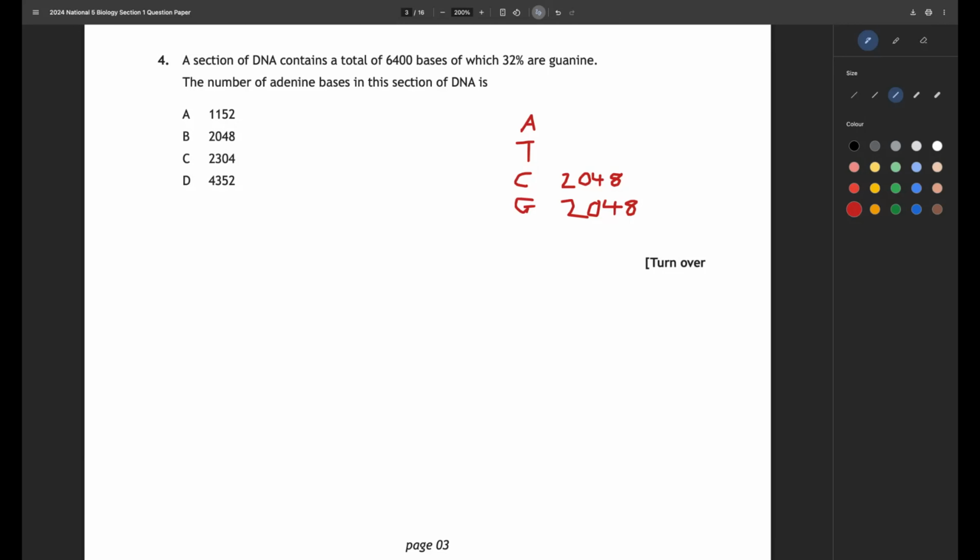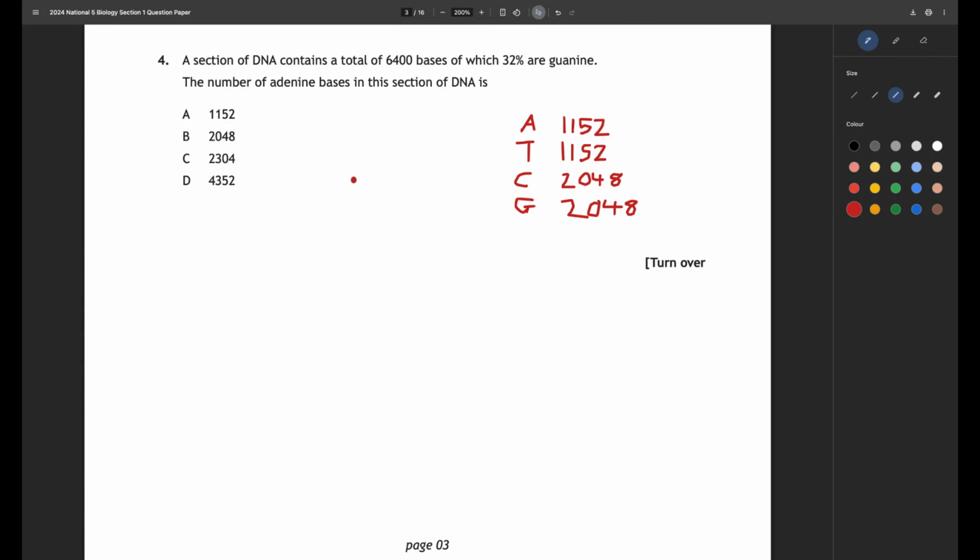Okay, so what we do is we times that by 2 to get the total, which is 4,096 between cytosine and guanine. Okay, 4,096. And then we get the total, which is 6,400. We take away the 4,096 and we get 2,304. Now, that 2,304 has to be split between adenine and thymine, which are complementary to each other. So we divide the 2,304 by 2 and we get 1,152. Okay, and that's for both adenine and for thymine. Okay, so the answer is going to be A for this one, for question 4.